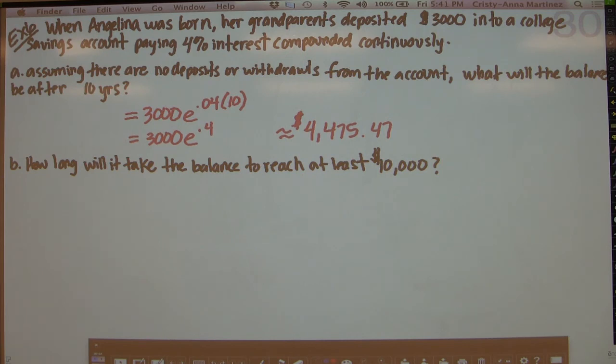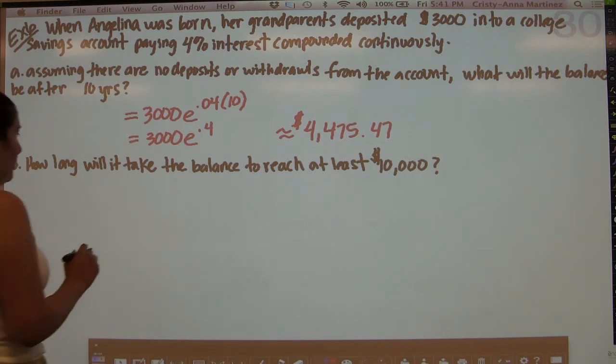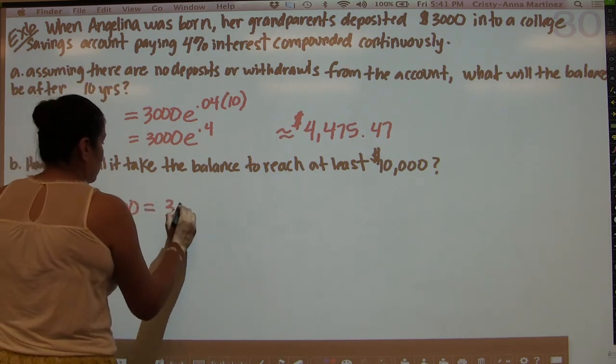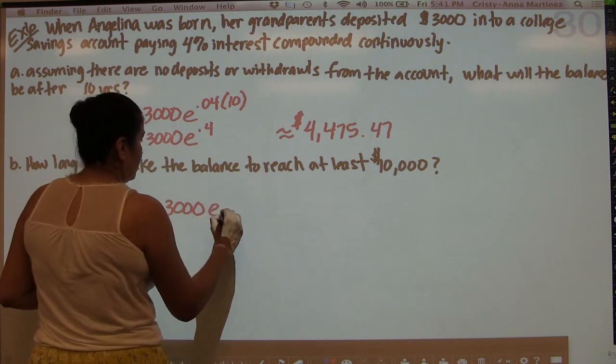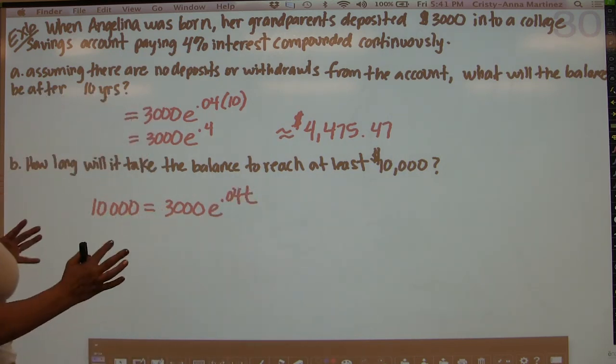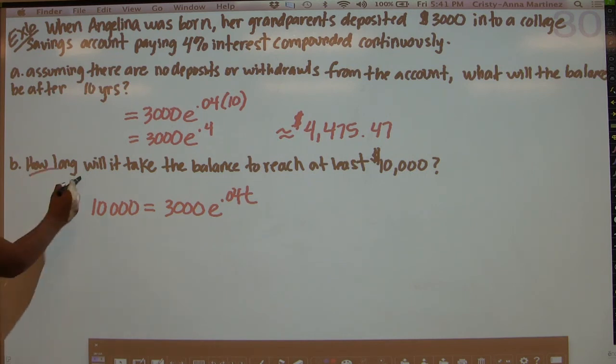Part B, it says, how long will it take the balance to reach at least 10 grand? So now we want the amount, A, to equal 10 grand. So this time we're going to say 10 grand equals the initial times E, same interest rate, but now we don't know what T is. It says how long. A how long question means what is T? We're solving for T now. And it also says at least 10,000.